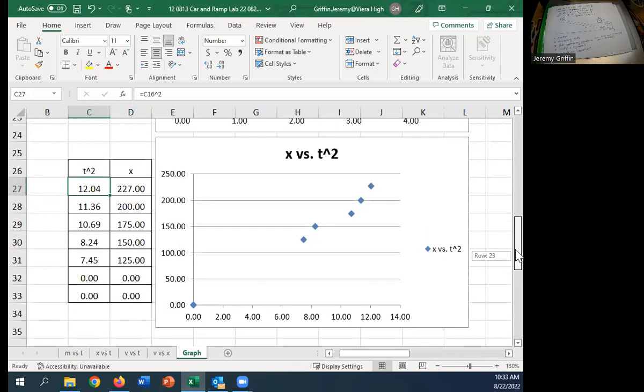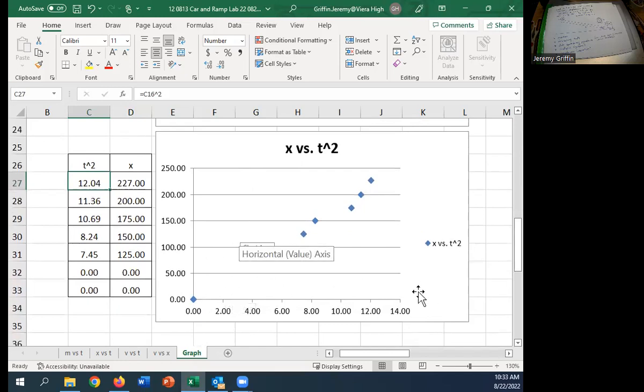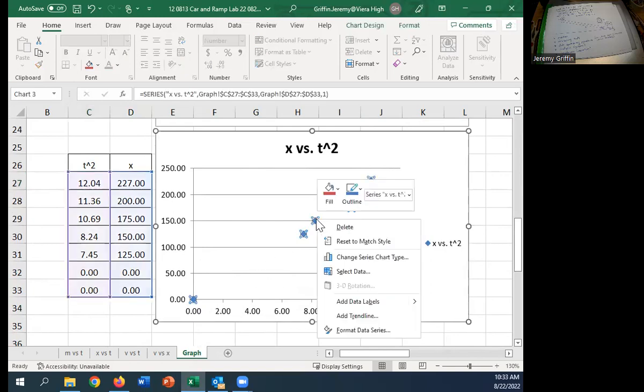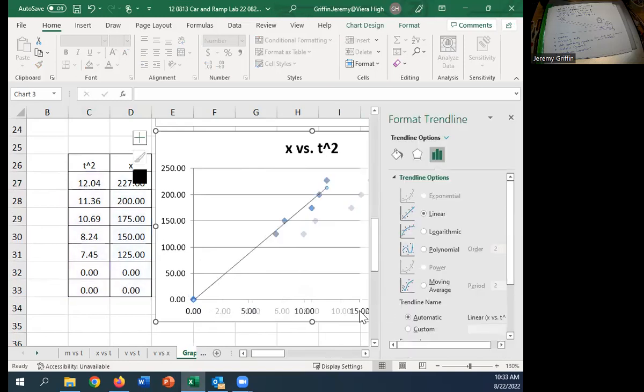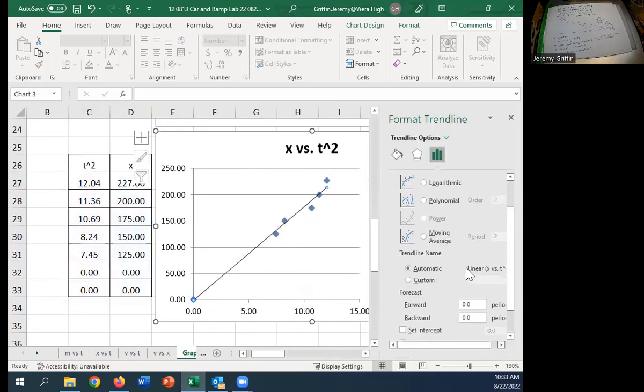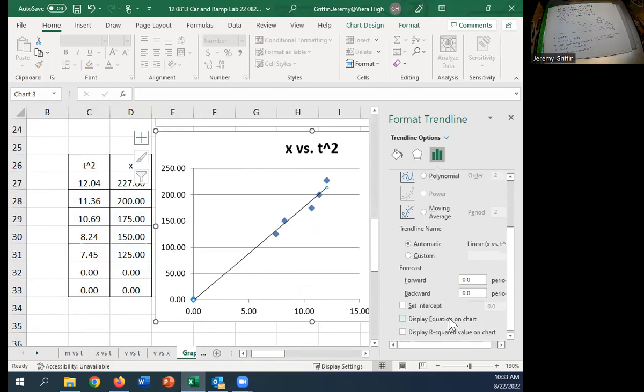The vertical axis is in centimeters, and the horizontal axis is in what unit? The horizontal axis is the time squared, which is square seconds. So the horizontal axis label t squared is the variable, and the unit would be seconds squared. Do those points line up in a straight line? They sure do. I'm going to right click one of these, go to add trendline, and display equation on the chart. Look at that. Lines up really nice, doesn't it?